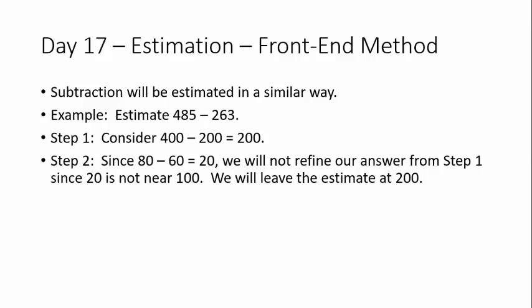Then with step 2, I look at the next digits. After the 4 in 485, I have 8. I consider this to be 80. After the 2 in 263, I have a 6. I consider this to be 60. So 80 minus 60 is 20. Since 20 is not close to 100, I will leave the estimate alone. I do not need to refine the answer. So the estimate will be 200.